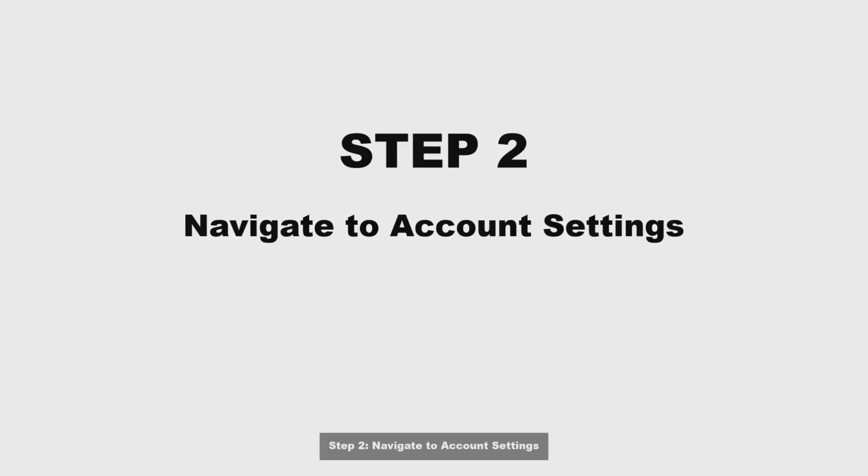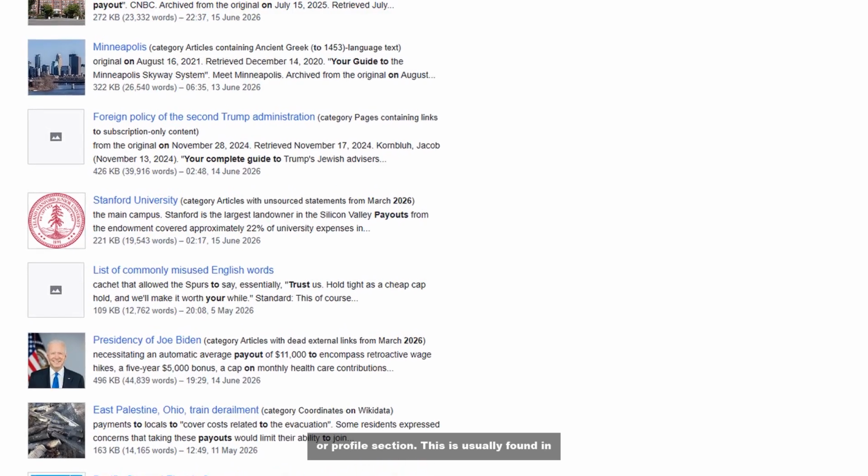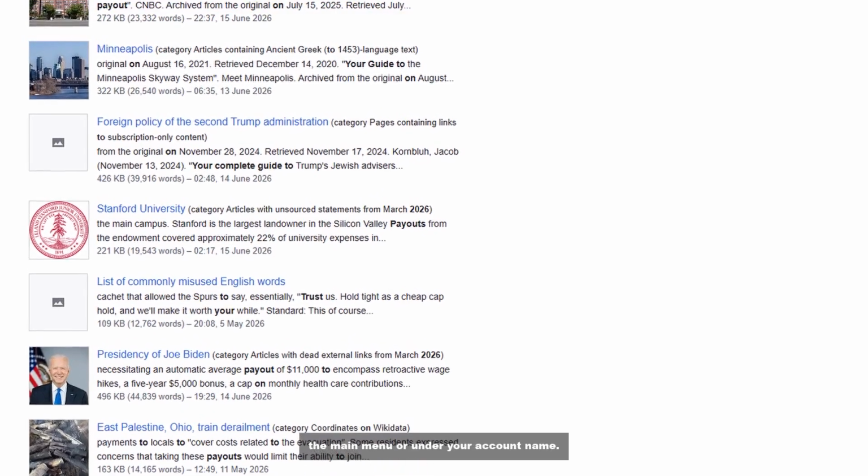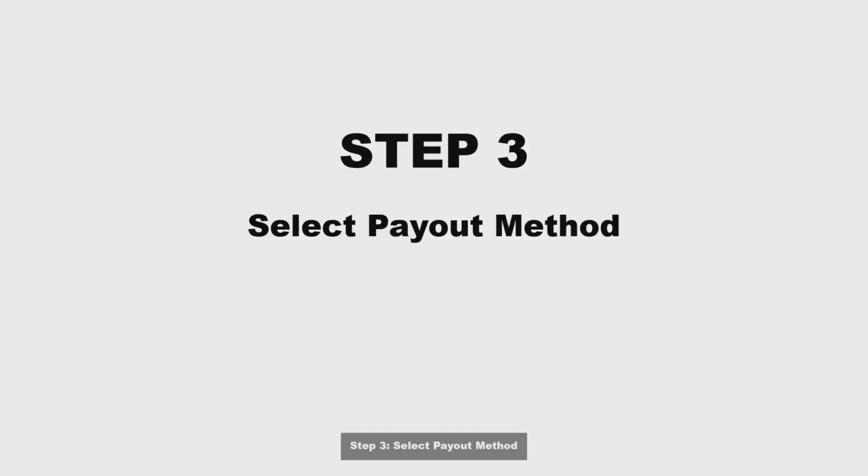Step 2. Navigate to account settings. Once logged in, locate the account settings or profile section. This is usually found in the main menu or under your account name. Step 3. Select payout method.